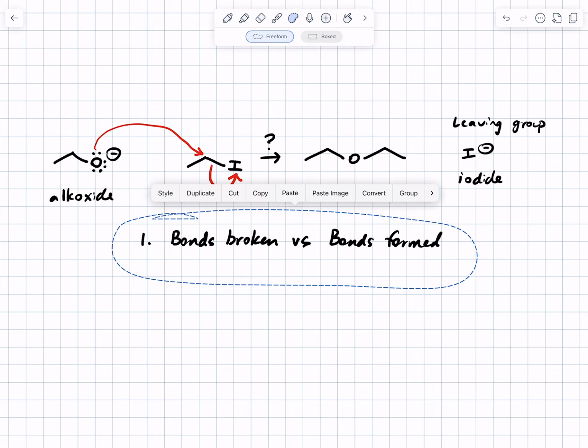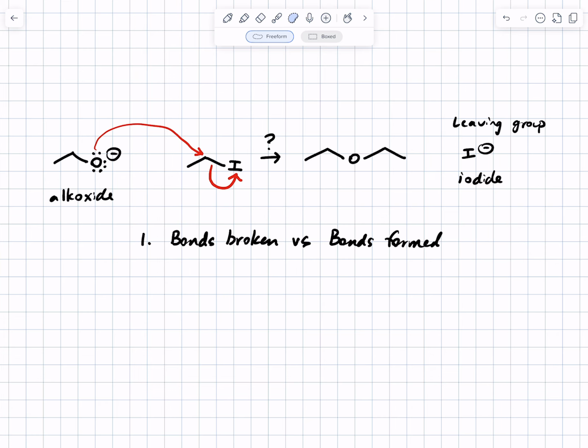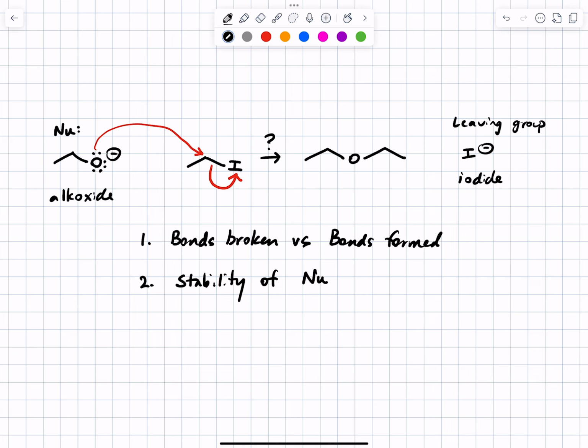The punchline here is that carbon-oxygen bonds are stronger than carbon-iodide bonds, and so this is a favorable reaction. But that's only one part of the puzzle, because there's one other thing that's changing, and that is that we start with an alkoxide that has a negative charge. We're going to call the alkoxide the nucleophile because that's what it is. And then versus the leaving group. Leaving group is our LG with the minus, our abbreviation for I minus.